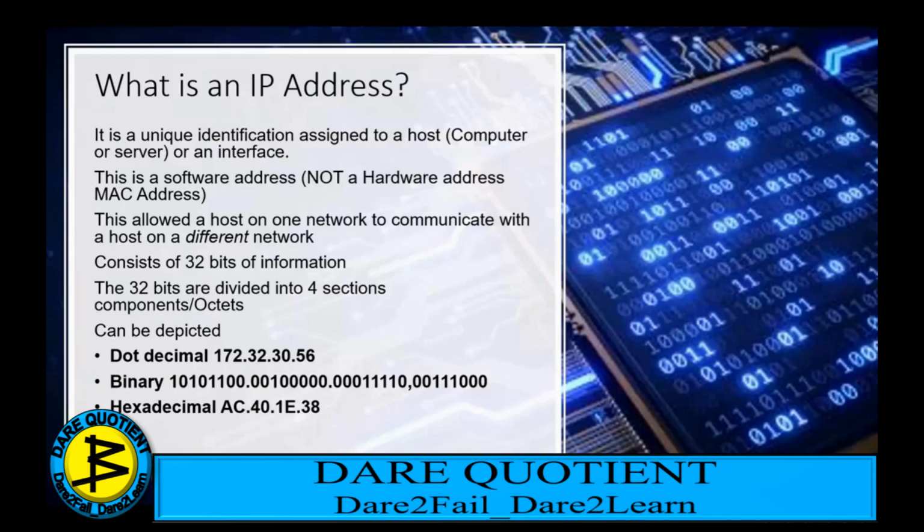Each octet is divided into 8 bits, and dividing 32 into 4, you have 32 divided by 8, so you have 4 different octets. And below here, we could see an example of a dot decimal IP address, 172.32.36. And below, you could have a binary notation. This binary notation corresponds to this dot decimal IP address notation. And below, we have a hexadecimal representation of the same IP address.